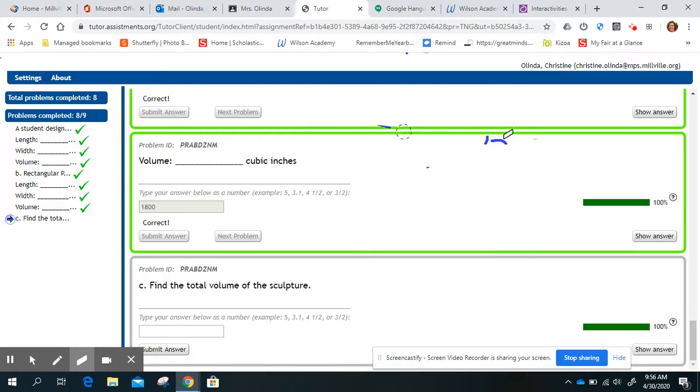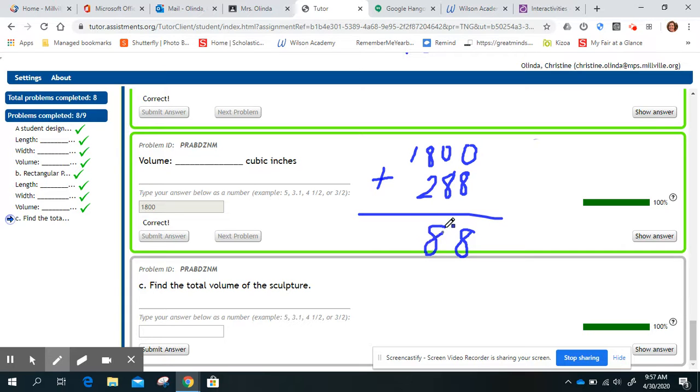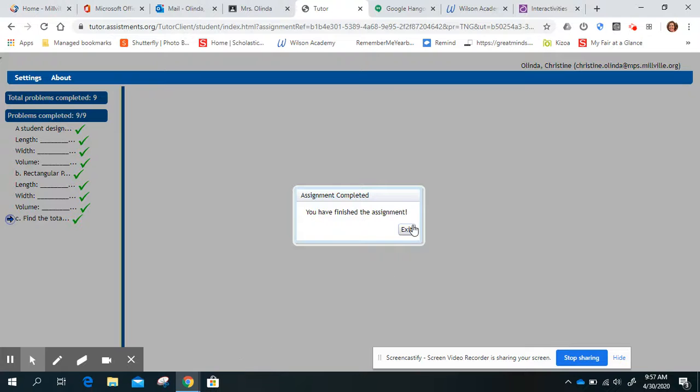So the first volume that we found was 288 cubic inches. The second volume we found was 1,800 cubic inches. And in order to find the total, we need to add. 0 plus 8 is 8, 0 plus 8 is 8, 8 plus 2 is 10, 1 plus 1 is 2. And so the total volume would be 2,088 cubic inches. And we hit submit, and we got it correct, and we're going to finish and hit exit.